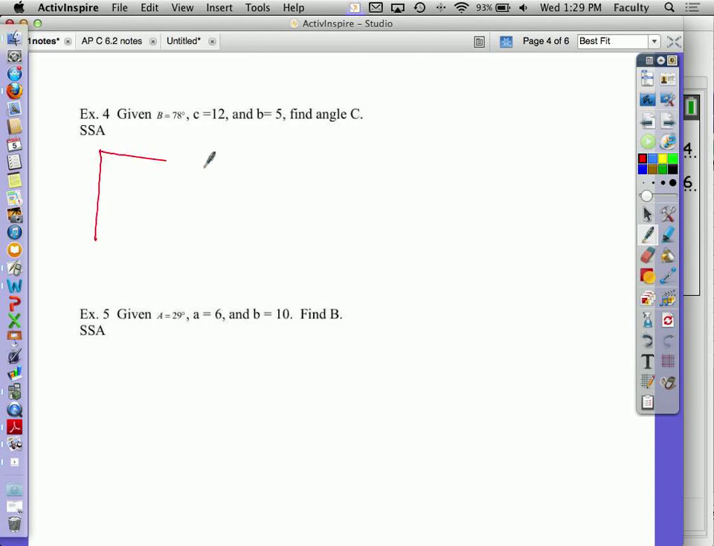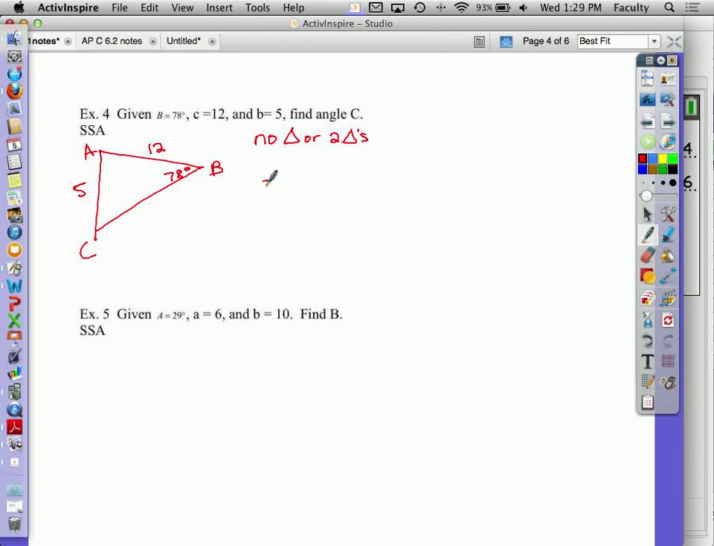So, here we go. Let's call it triangle ABC. Angle B is 78 degrees. Side C is 12. Side B is 5. So again, it's side-side-angle. We need to determine, is this case 1 or case 2? Well, the missing angle's larger. Angle C has to be larger. So this is either no triangle or 2 triangles. So let's see what we get.